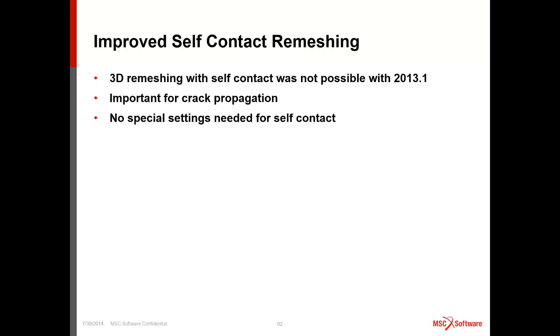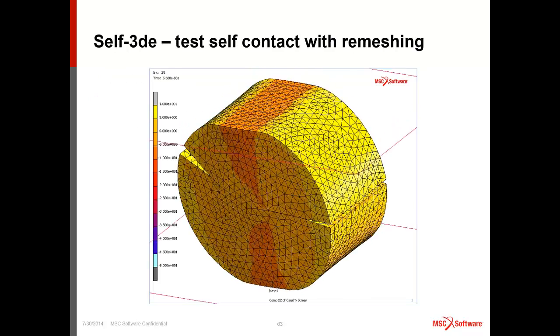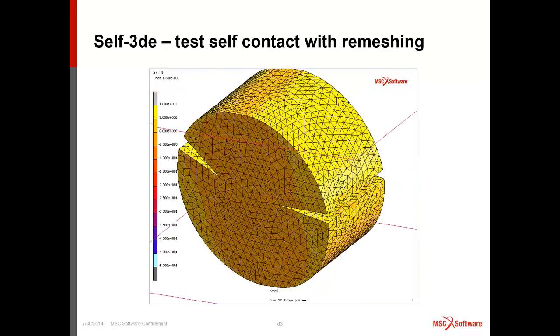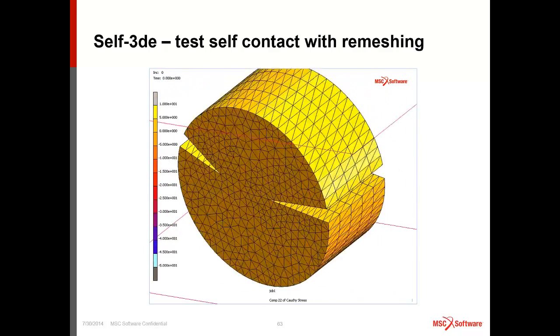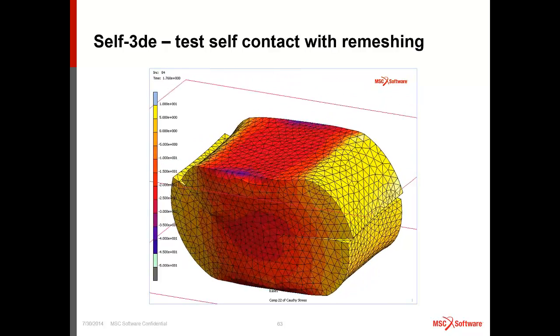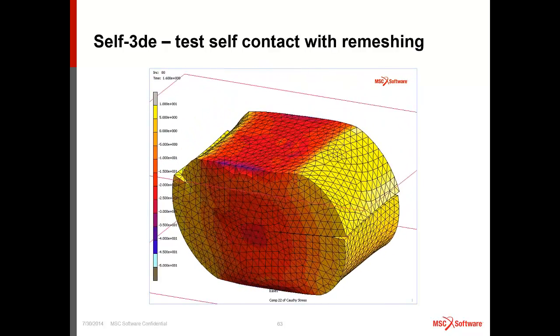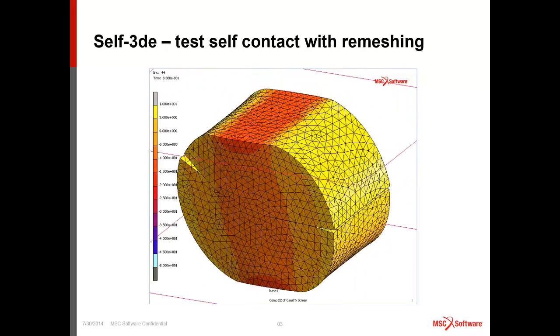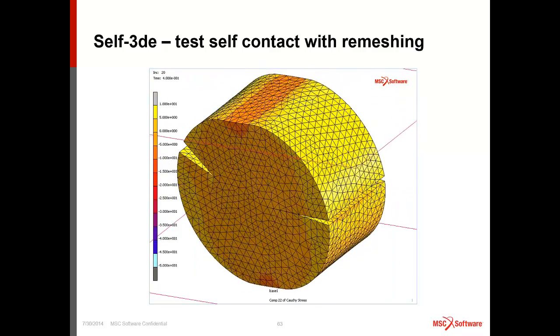What was necessary to do this, when you think about cycling, you think about the crack opening and the crack closing. So we've improved 3D self-contact with remeshing as well. So here's a problem that we would have always gotten an unfortunate Marc exit message before. So we can see that we can get these surfaces to close for a longer distance. We can remesh, and we are less likely to get the previous error message.